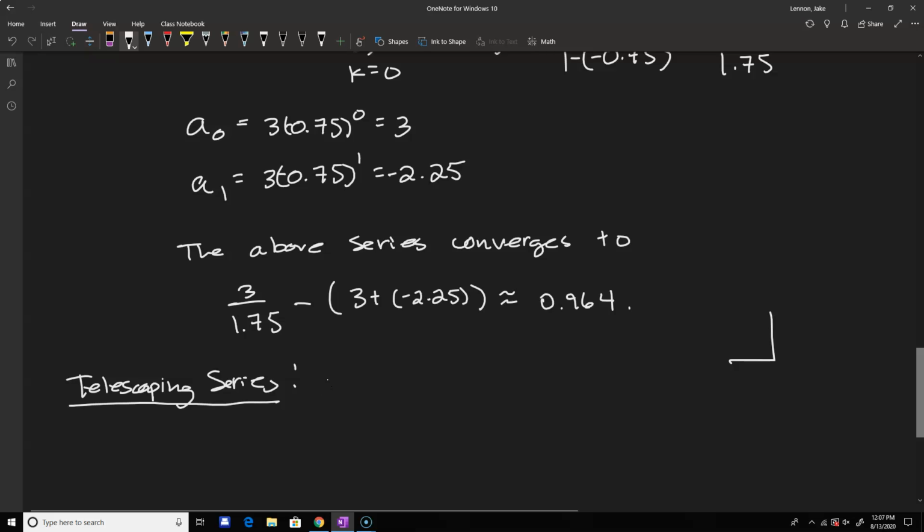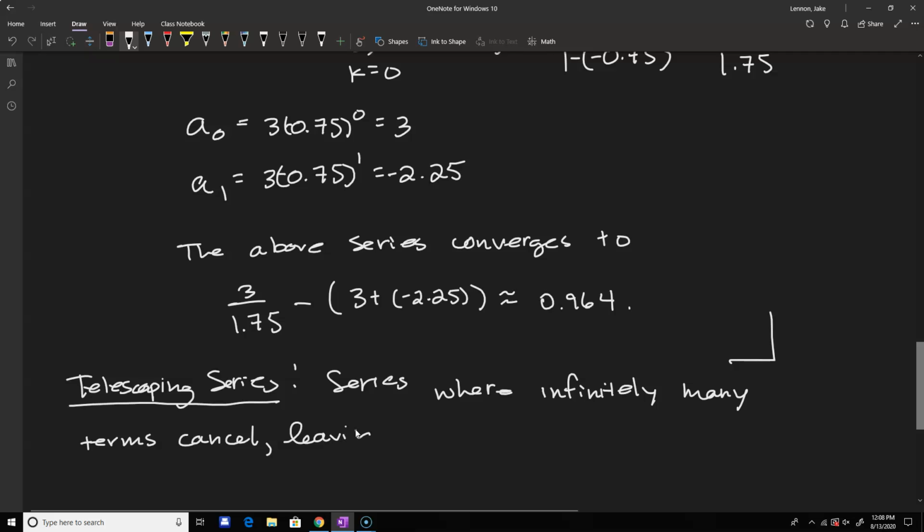So these are series where infinitely many terms cancel, leaving us with only a finite sum.